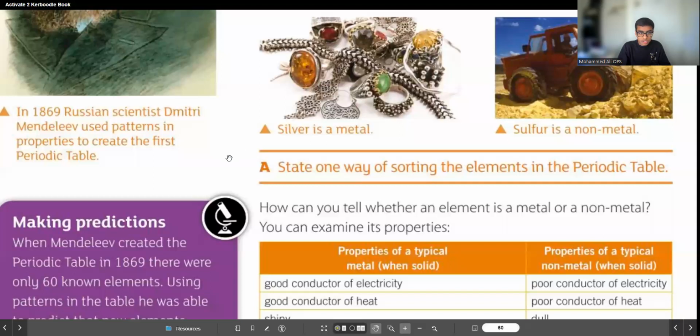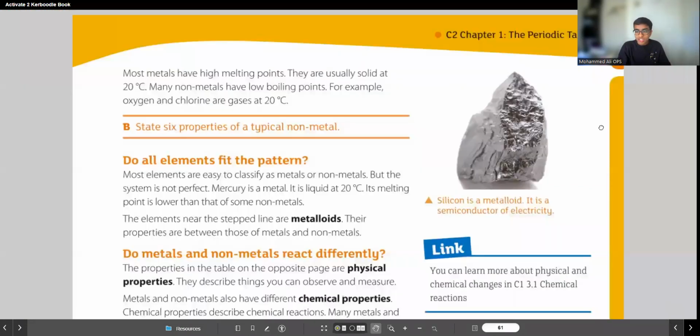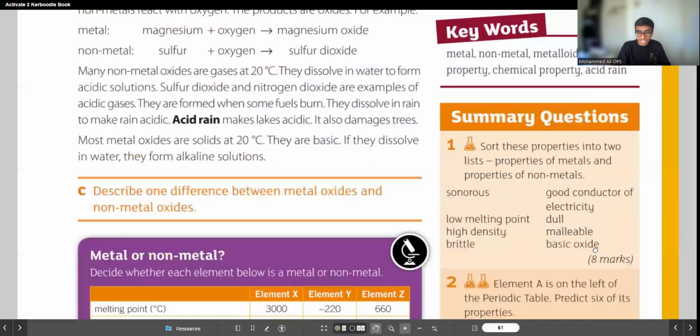Over here it says good conductor of electricity and heat, shiny, high density, malleable, ductile, sonorous for metals, and poor conductor of electricity, poor conductor of heat, dull, low density, brittle and not sonorous for non-metals. And you can refer to this for question number 1, where you can easily get 8 marks.